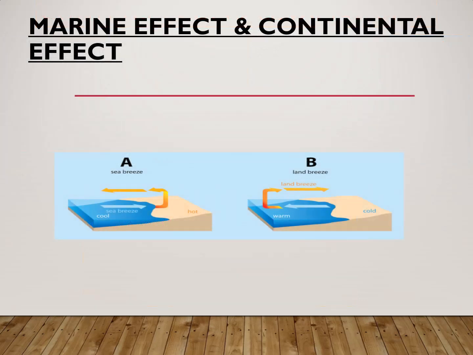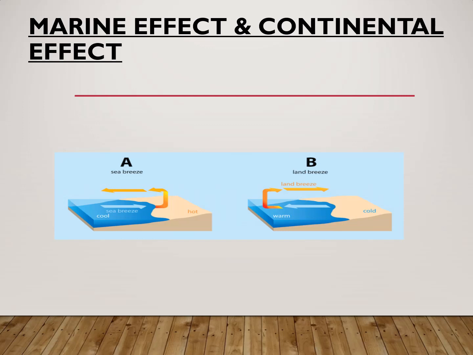Another factor which is responsible for unequal amount of insolation is distance from the sea. Here you will be able to see that during the day, sea breezes blow from sea to land, because the sea is cooler than land. So the coastal areas near the sea would not be very hot during the day. The insolation will be reduced because of the effect of the sea.